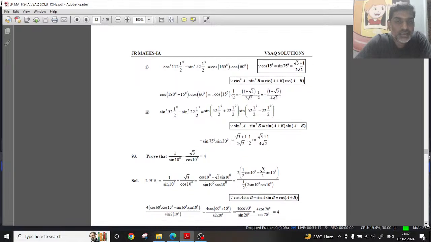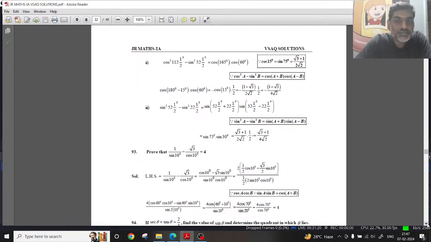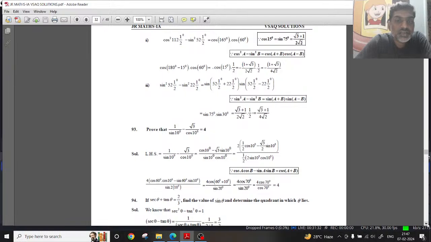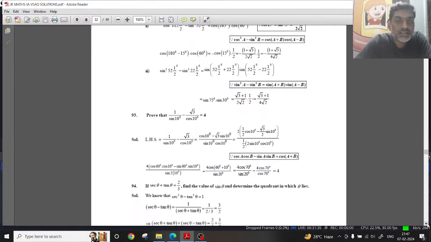Question number 93, very important question. 1 by sin 10 degrees minus root 3 divided by cos 10 degrees equals 4. So let us take LHS because they are asking us to prove it. Take LHS and take the LCM. Cos 10 minus root 3 by 2 sin 10. Multiply and divide with 2. Then we get 2 times 1 over 2 cos 10 minus root 3 over 2 times sin 10.